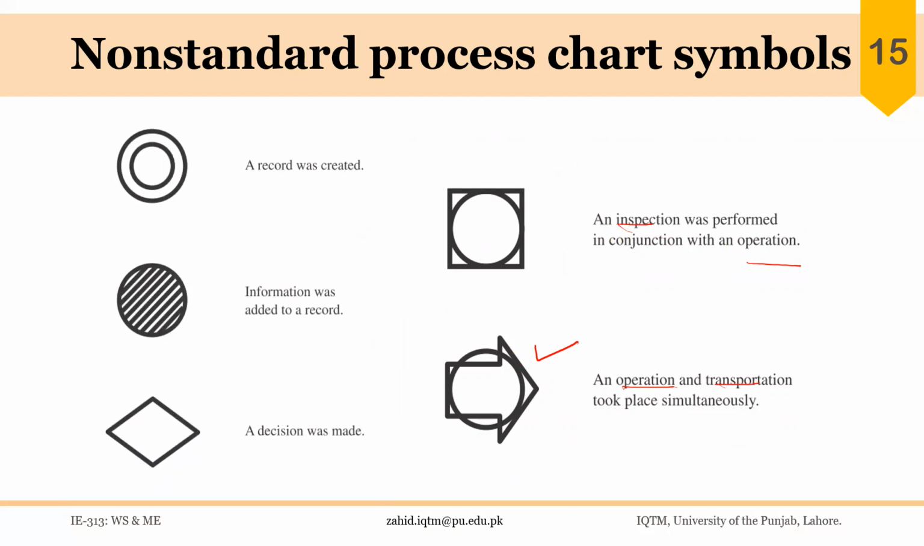There are other symbols like two concentric circles show a record was created. A hedge circle shows information was added to a record. And this is a symbol for decision, and this is also very commonly used. So these were the different symbols that we use in charts. So in the next segment, we will discuss outline process chart.